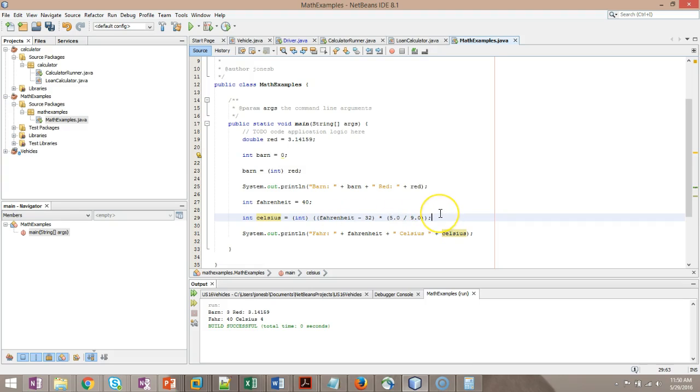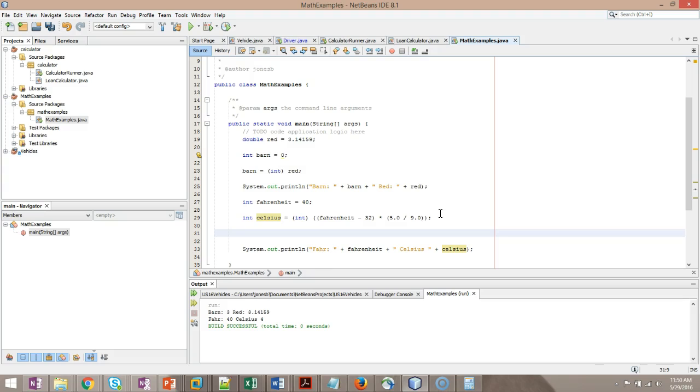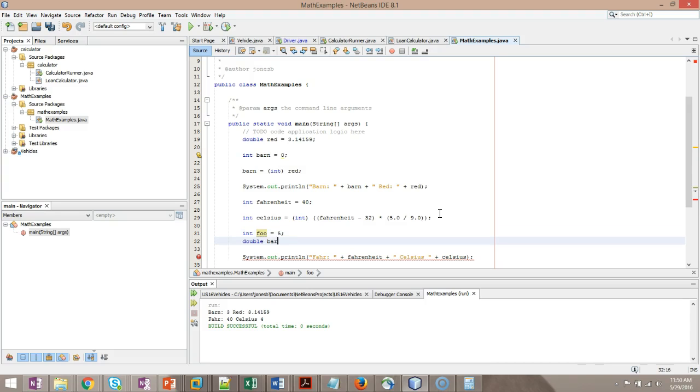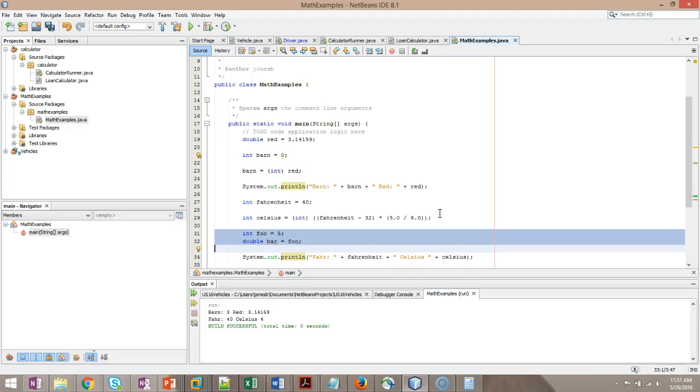Now, if you're going from an int to a double, int foo equals 5, double bar equals foo, there's no need to cast here because we're not losing information. So you only need to cast when going from a double to an int, not when going from an int to a double. Just to make sure, let's go ahead and print this out.